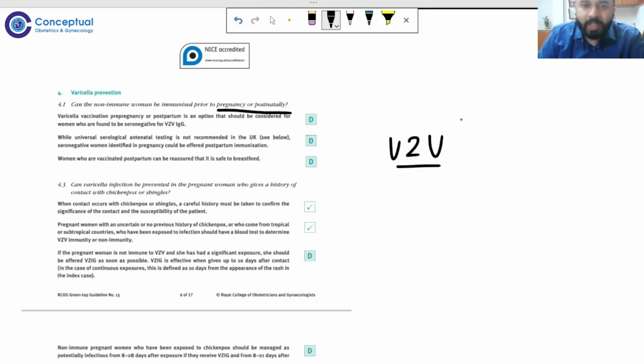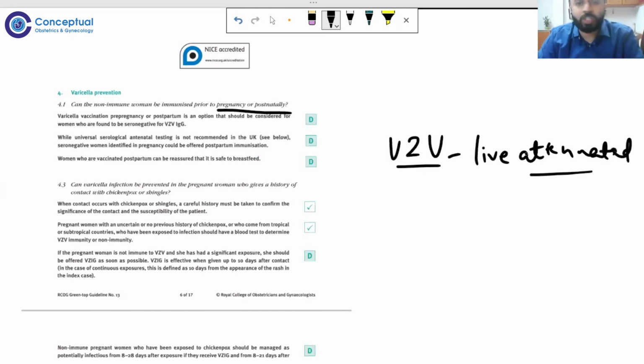Why do I say preconceptionally? Because the varicella zoster vaccine is a live attenuated kind of vaccine which is contraindicated in pregnancy. I can't be giving this in pregnancy, so she should either be vaccinated preconceptionally or postnatally. Postnatally, she can safely take this live attenuated vaccine without the risk of transmitting it during breastfeeding. So she should not worry about it.